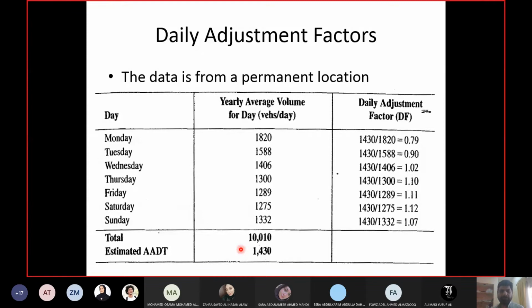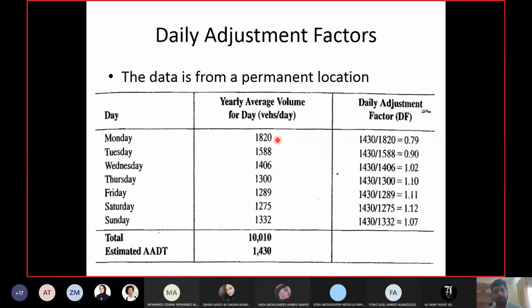Okay. So for example, this is the data taken from a control count location. In this data, you can see we have given the average volume for each day of the week. So for example, 1820 is the average volume for Mondays. So they have collected data on all the Mondays of the year. In 1 year you have around 52 Mondays, so you took those 52 values and take the average. So that becomes the ADT for Monday, average daily traffic for Monday.